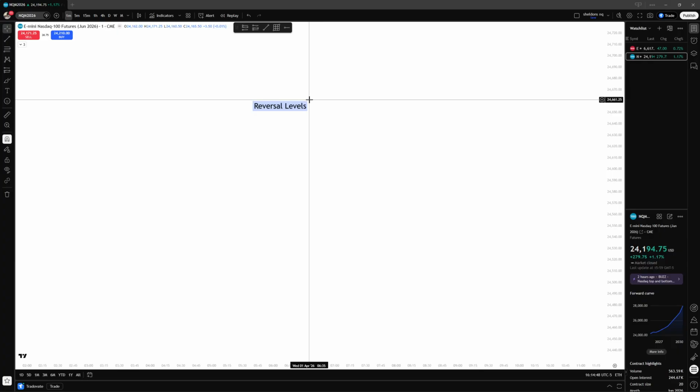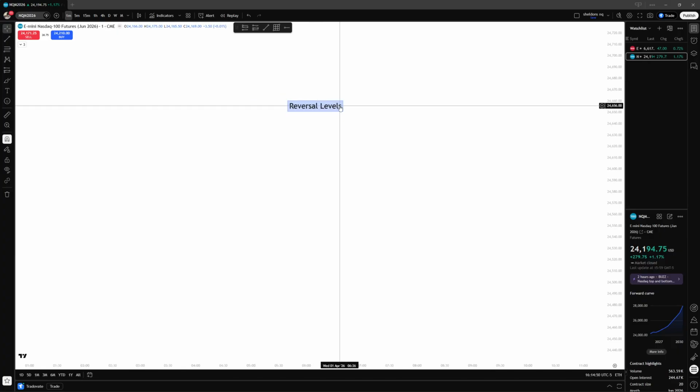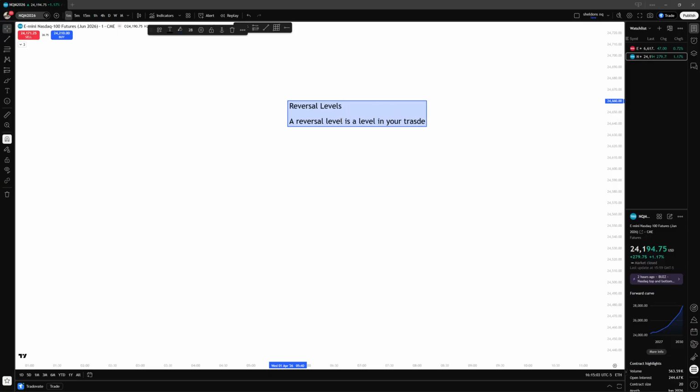Okay, a reversal level is a level in your trade, primarily on the lower time frame, that once hit could be a reversing point in your trade, right?